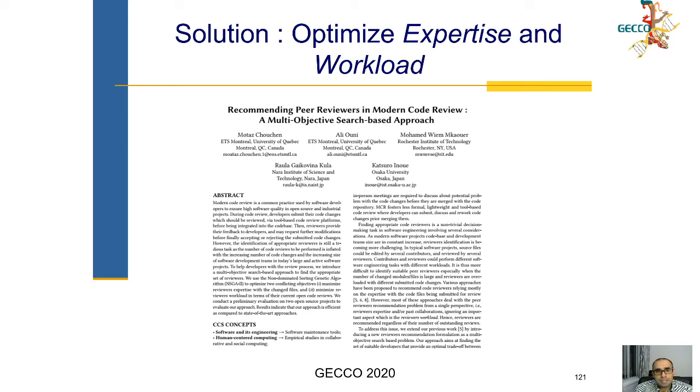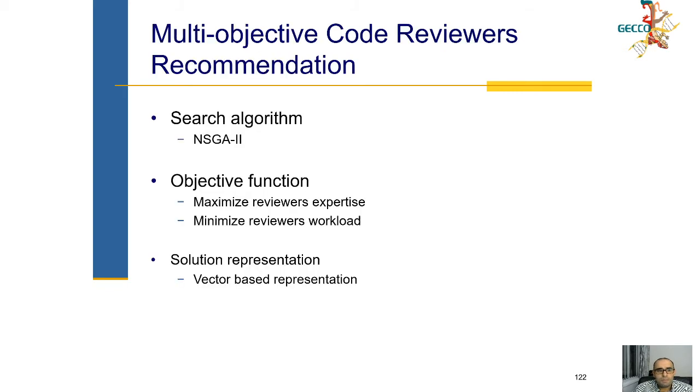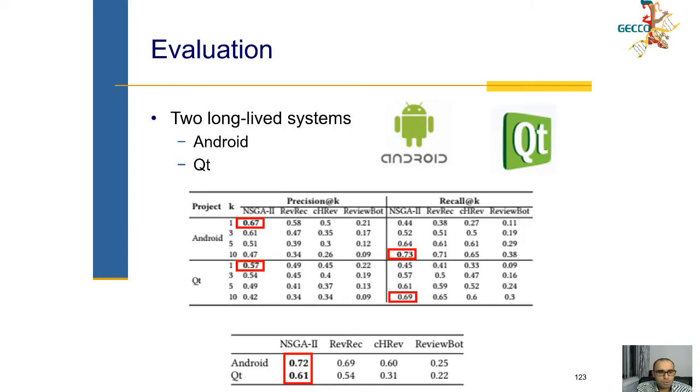We try to optimize based on both expertise and workload. We use NSGA-II to maximize the reviewer's expertise and minimize the reviewer's workload. We also use the same vector-based representation as the genetic algorithm. For both systems, Android and Qt, we found that NSGA-II provides better results than RevRec, Href, and ReviewBot, with an average of over 60% precision and 70% recall for both systems, as well as the MRR metric. So this is another case where search-based software engineering has been successfully applied in both the single-objective and the multi-objective formulation.